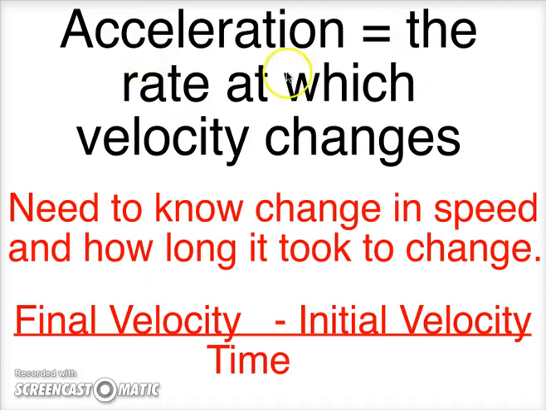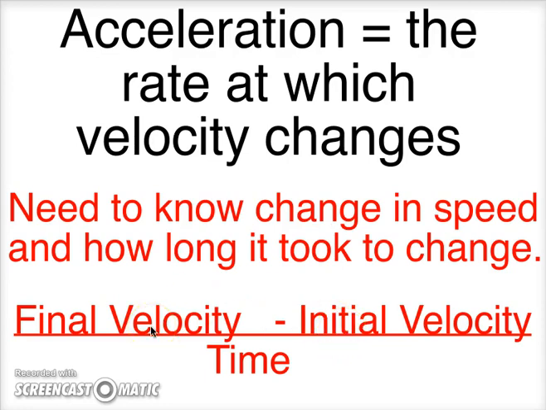We already know that acceleration is the rate at which velocity changes. That means that we are measuring how fast an object actually changes its speed. So we need to know what the change in speed was and how long it took them to make that change. Well, in order to know what the change of speed was, we have to know two things. Where did it start, and what was the speed when it ended?